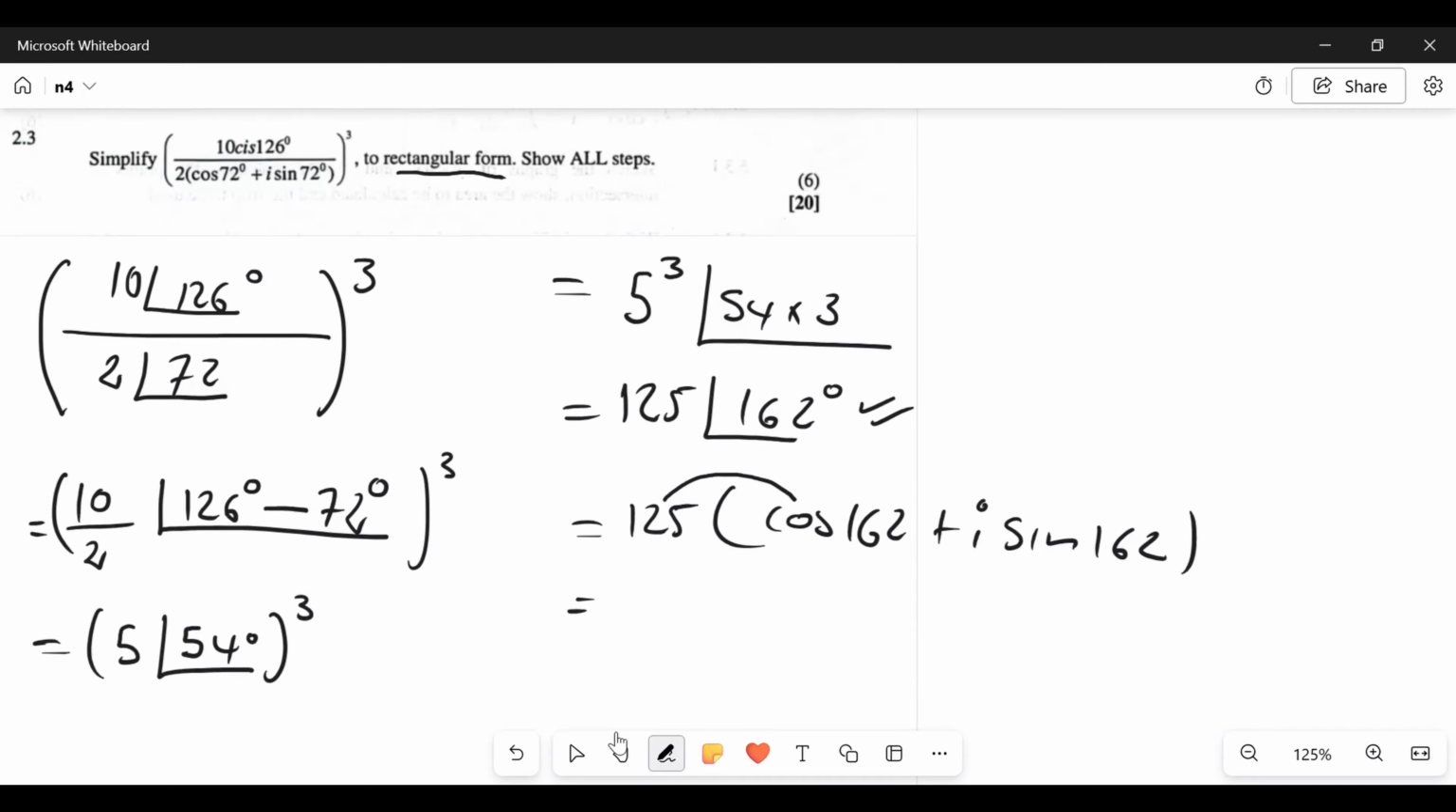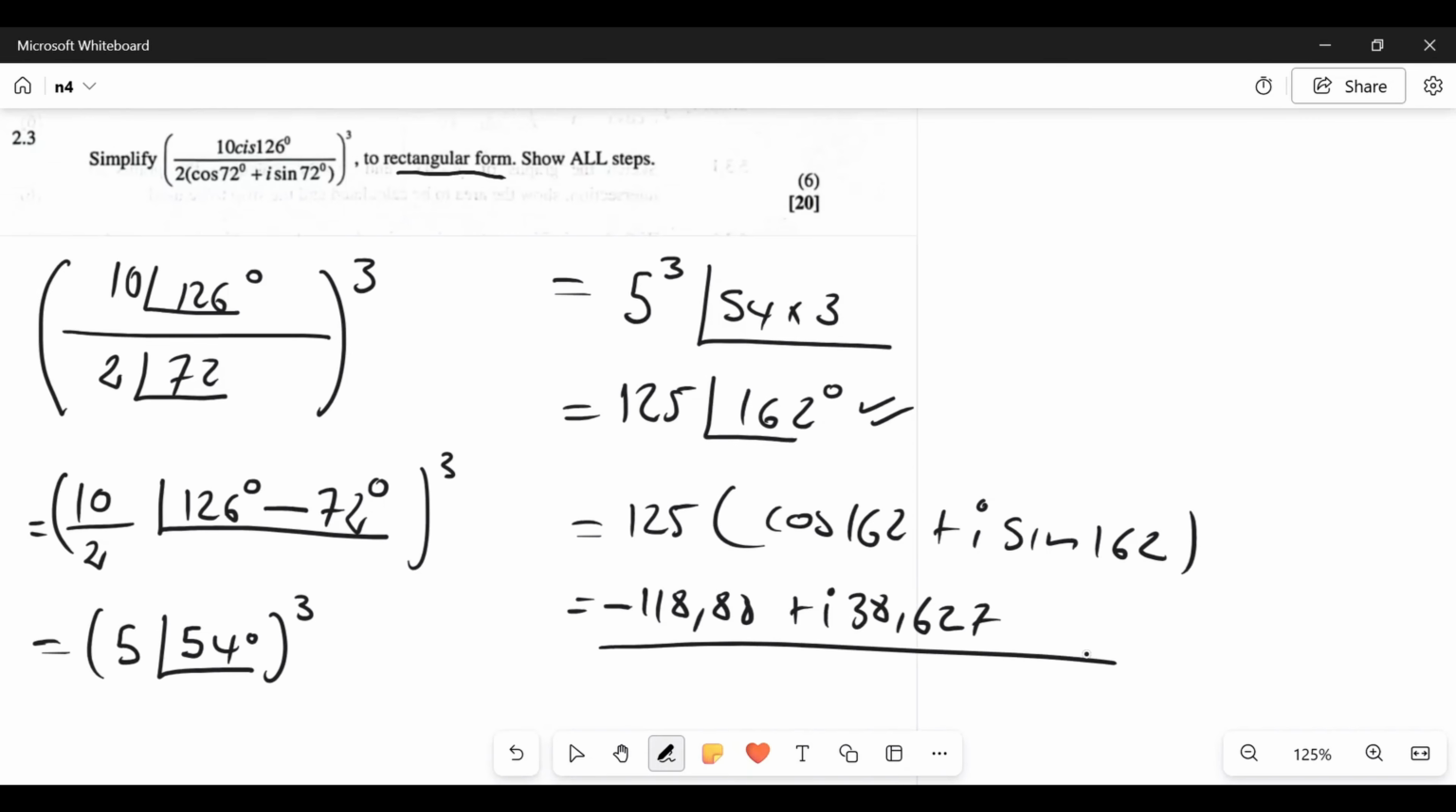125 multiplied by cos 162, I'm getting negative 118.88. And then I will multiply this 125 with I sine 162. So what I'm getting here is positive I 38.627. There we go. So this here is a rectangular form. We have a real number here and we have an imaginary number there. So guys, this is how you solve this question.